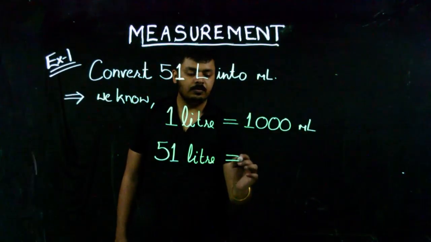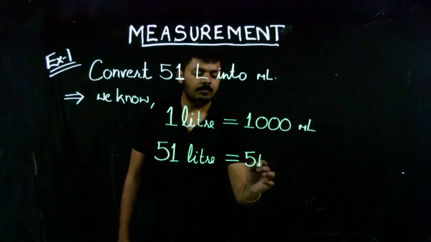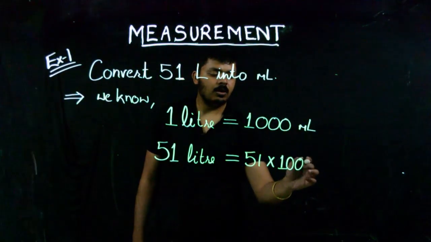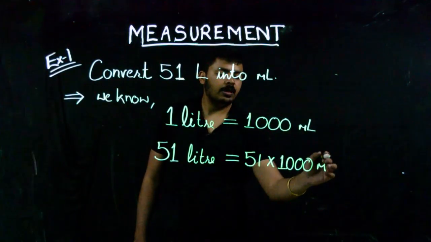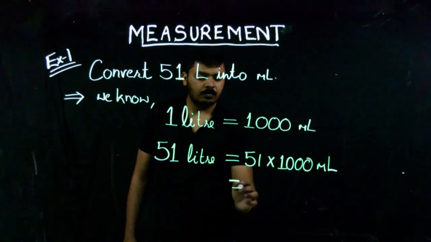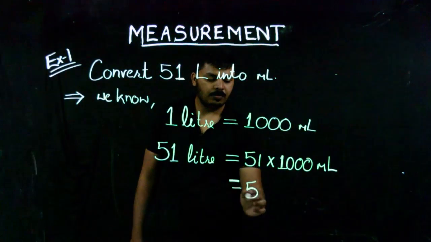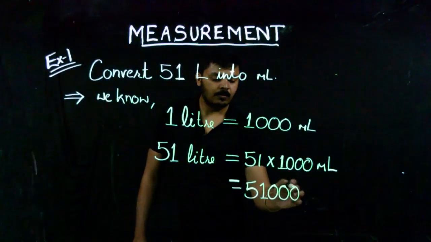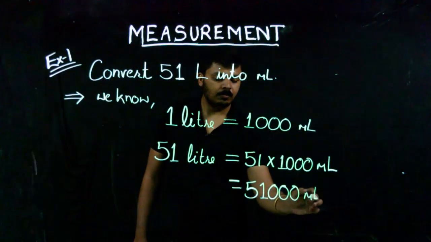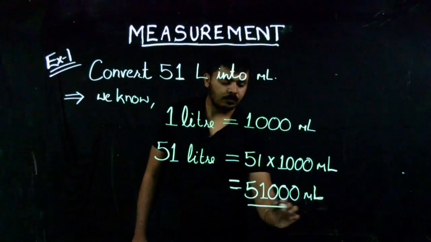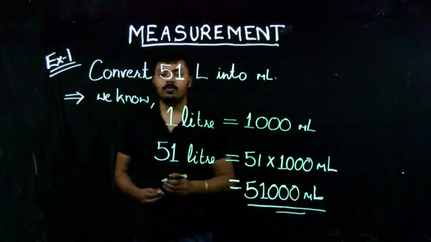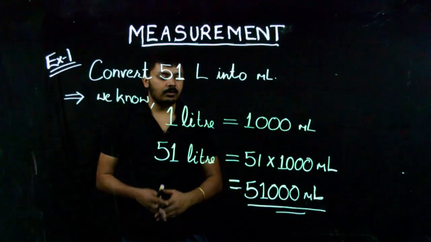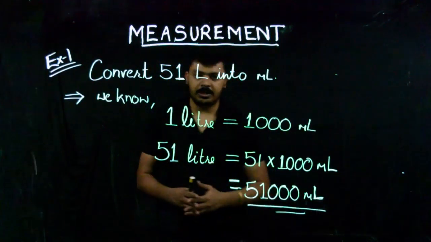will be equal to 51 into 1000 milliliters. So 51 liter is equal to 51,000 milliliters. So this is how we convert from liter to milliliter, and 51 liter corresponds to 51,000 milliliter.